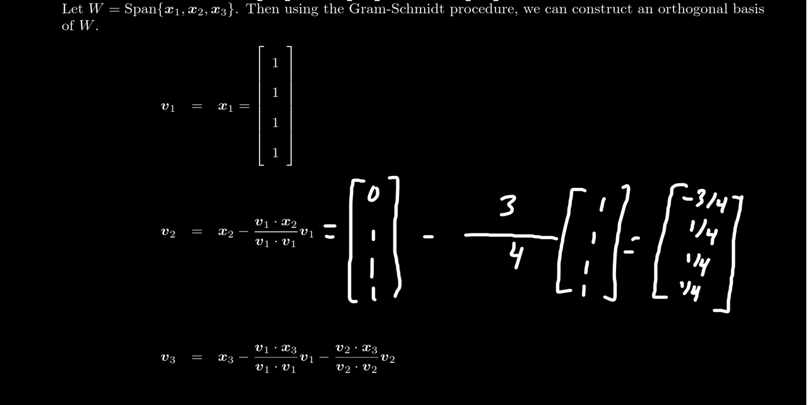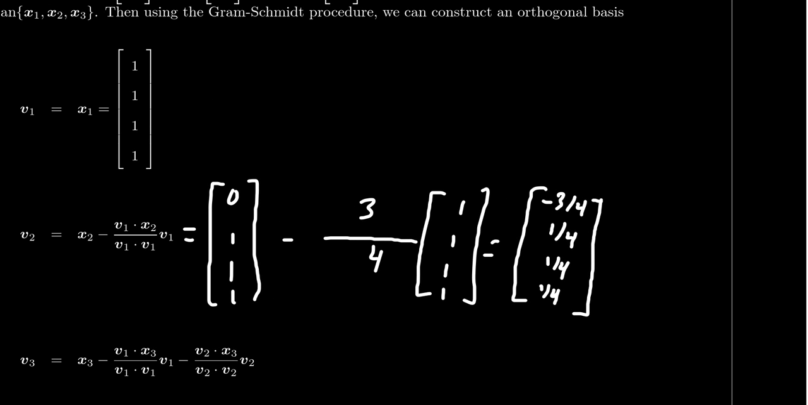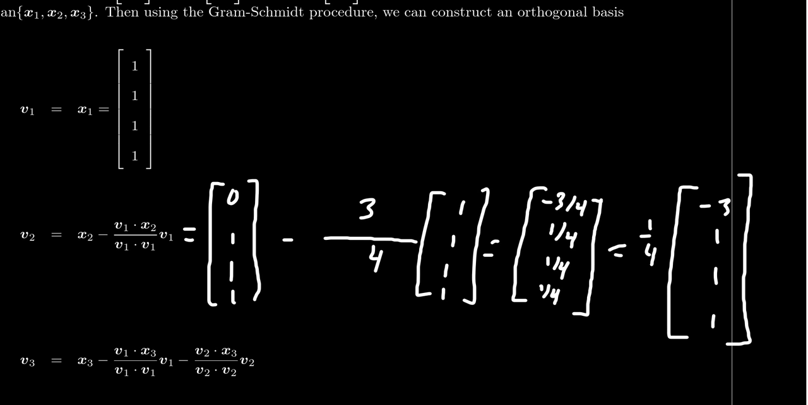Now, if you are averse to all fractions, the ratiophobic amongst us might be panicked here. Be aware that you could notice there's a common factor of 1 fourth. If you were to scale that out, the 1 fourth, you get negative 3, 1, 1, 1, like so. And this vector, negative 3, 1, 1, 1, is still orthogonal to v1. We're going to get still negative 3 plus 1 plus 1 plus 1 if we take the dot product.